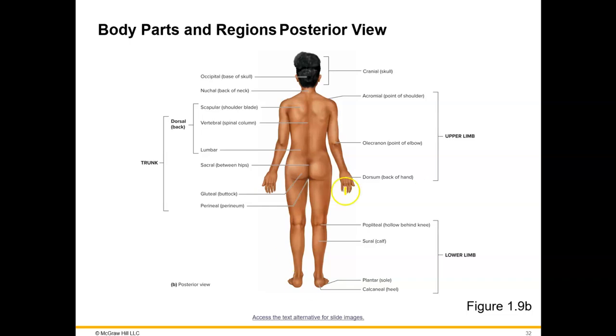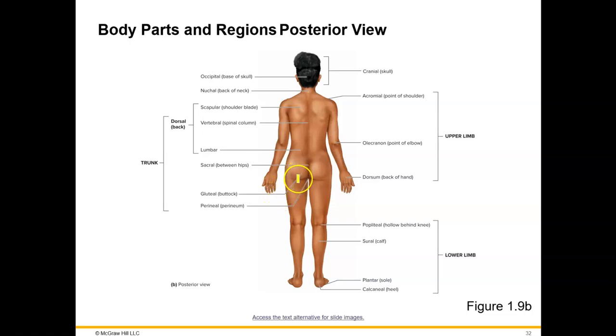Okay, in the posterior view, the base of the skull is the occipital region. The skull is the cranial region. Back of the neck is called the nuchal region. The back itself is the dorsal region. The shoulder blade is the scapular region or scapula. The spinal column is the vertebral region. The lower back is lumbar. Between the hips is the sacral region.